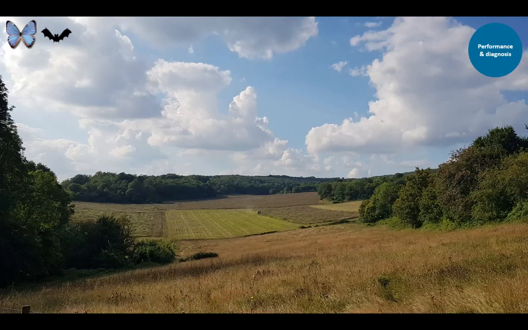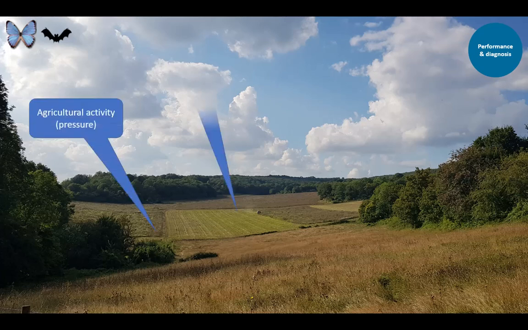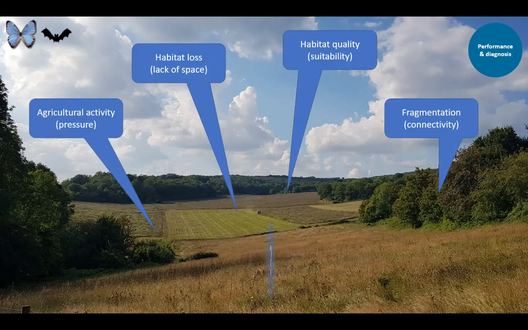So when we're thinking about something such as butterflies and bats or any other species, once we focus on that, we're then going to think about, well, what is going on in this landscape that may be not as good as it should be, or maybe what is working well? Try to understand that. We need to understand what's going on in terms of agricultural activity that may be putting pressure on species. We need to understand, is there enough space? Have we lost a lot of habitat?